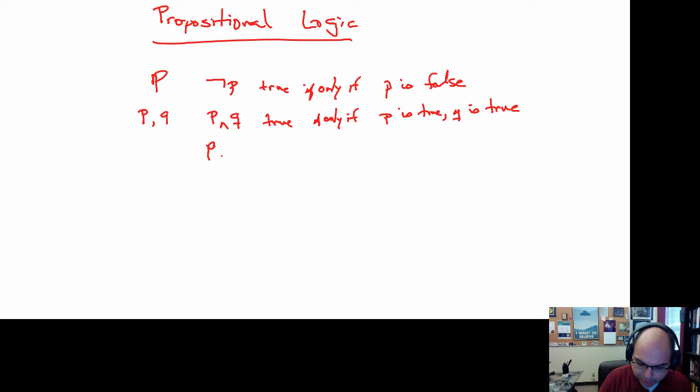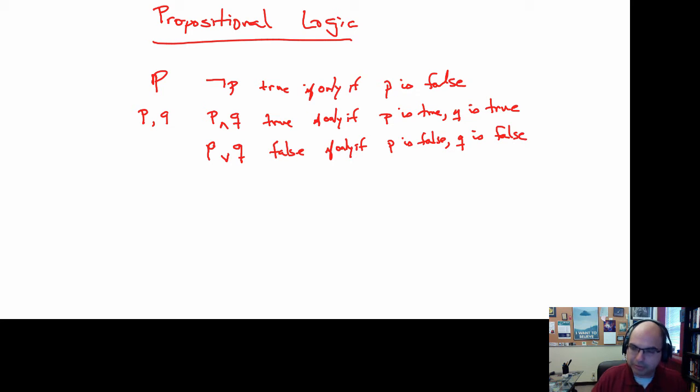Another possibility is P or Q, which looks like a little v, the logical symbol for or, and this will be, and I'm going to say, false if and only if P is false and Q is false. I'm writing it this way because it has a kind of a nice symmetry to P and Q.